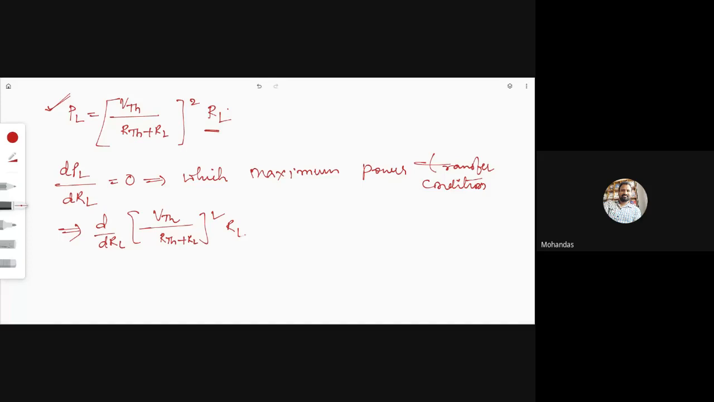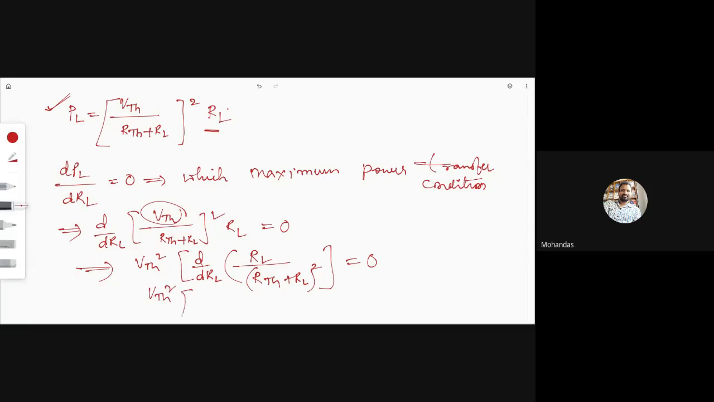equal to 0. Now you can take V Thevenin square as common, and d by dRL of RL by R Thevenin plus RL whole square, which is equal to 0. So which is V Thevenin square into the derivative with respect to RL. So how to differentiate here? We have to use the UV rule.